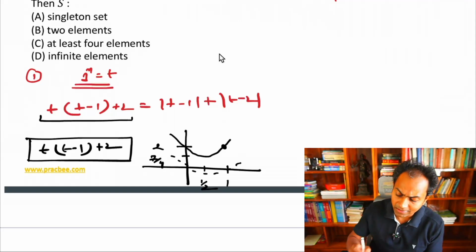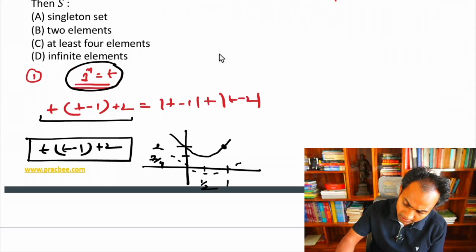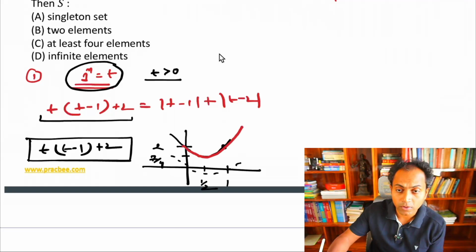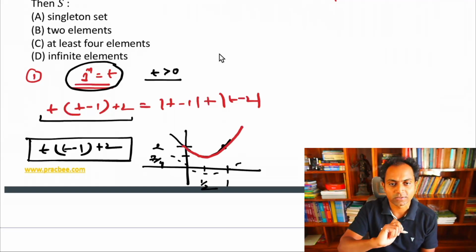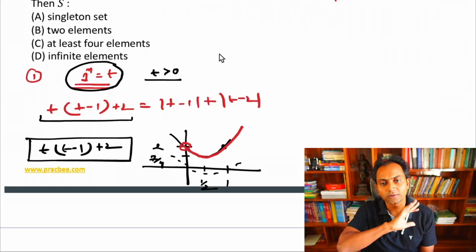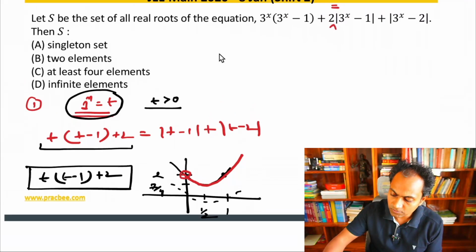Important thing to understand here, see t, when you are taking 3 raised to the power x, will always be greater than 0. So when you are drawing this graph, this is the graph of this polynomial, that is fine, but we will only get this part of the graph because we can't put value of t smaller than 0. So you can see that all of these values that are coming on the left hand side will not come. Now let us move on to the right hand side.